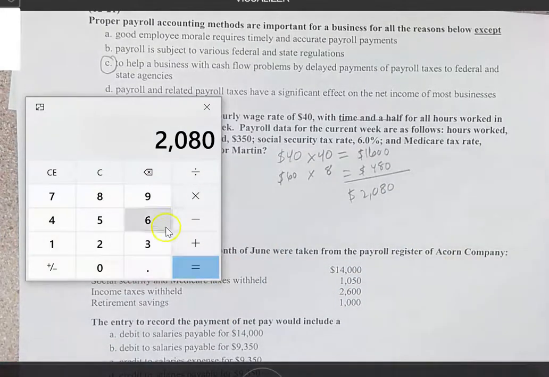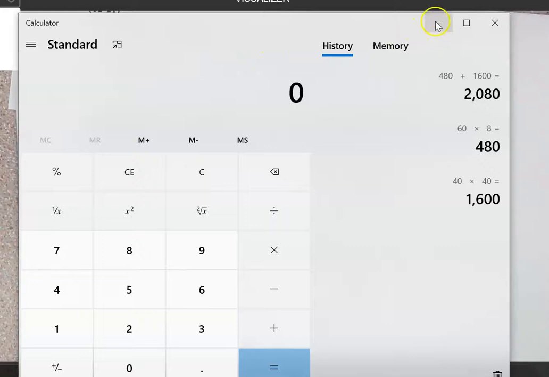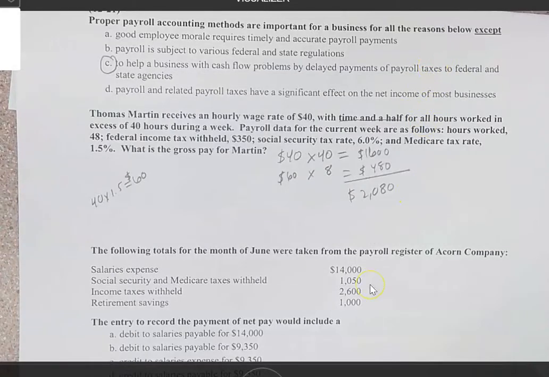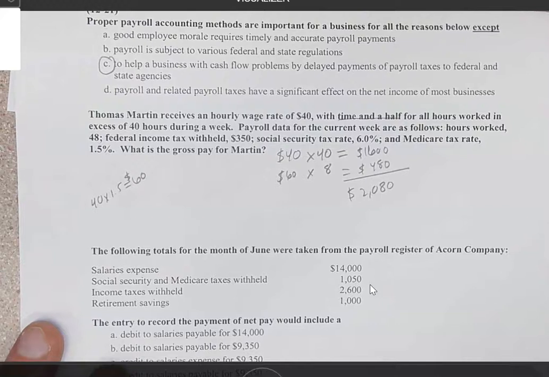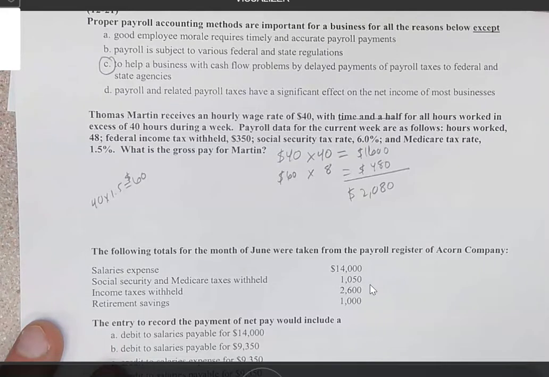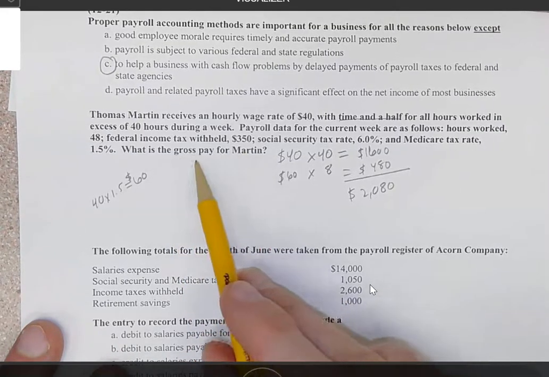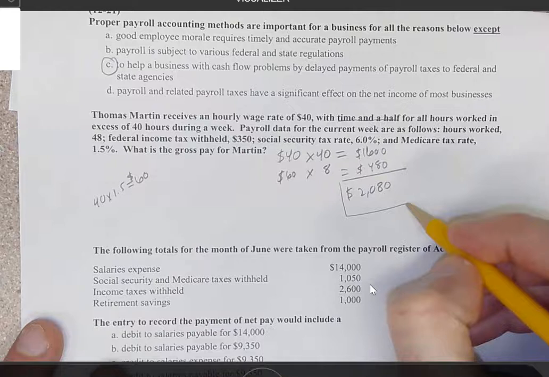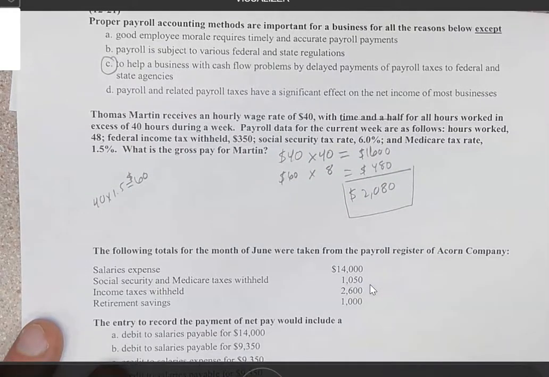Now, I'm going to clear this out, and I'm going to get rid of this. And I want to teach you a little lesson here. This is a lesson in reading the question and making sure that we don't use numbers that we don't need. The question asks for gross pay. We're finished. This is the answer.